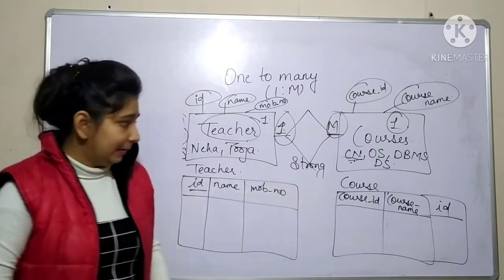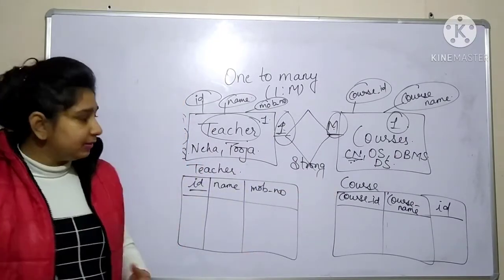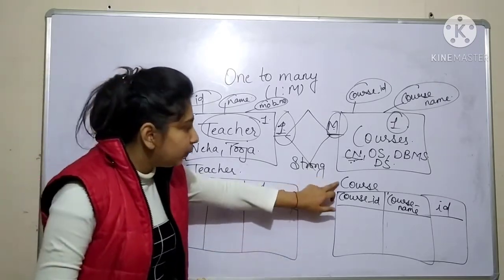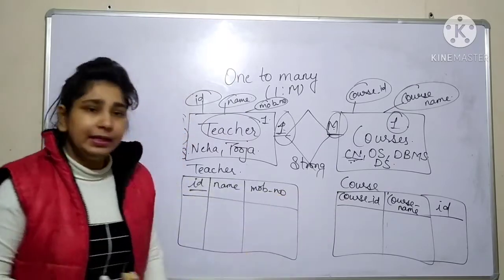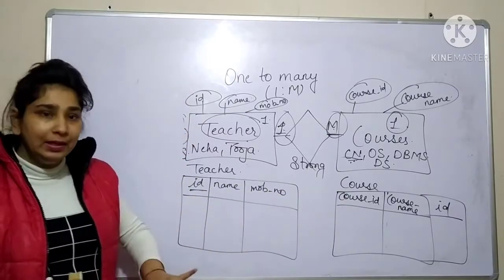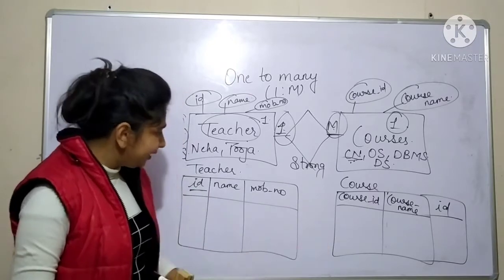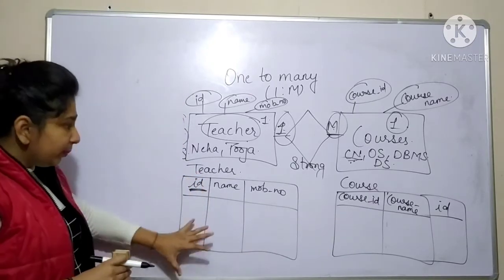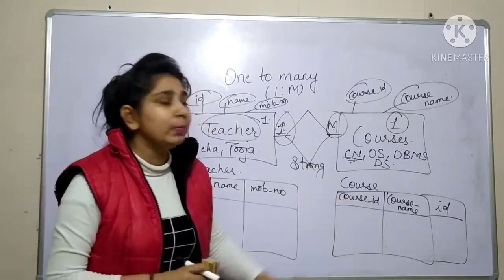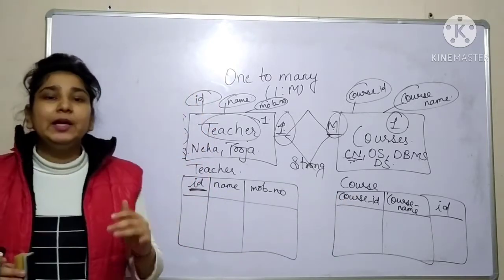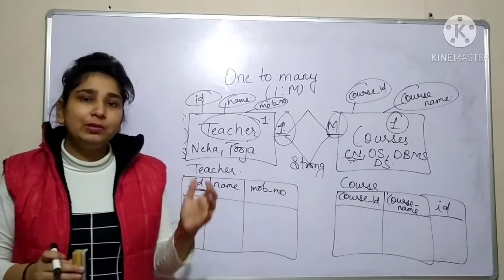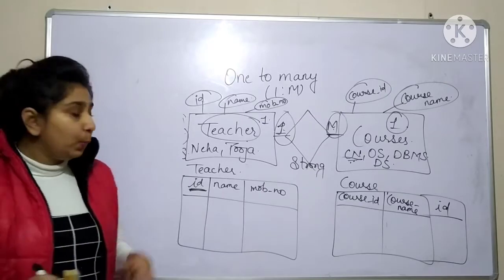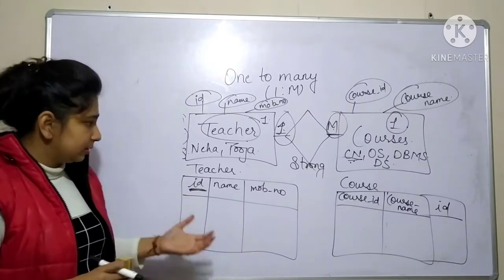In this table, I will tell you later which key attribute we should take, whether we should take this course ID key attribute to make the relationship between these two tables, or whether I should use the teacher ID to make the relationship. When we convert our ER diagram into the relational model, then I will tell you this concept, which key attribute we should use.